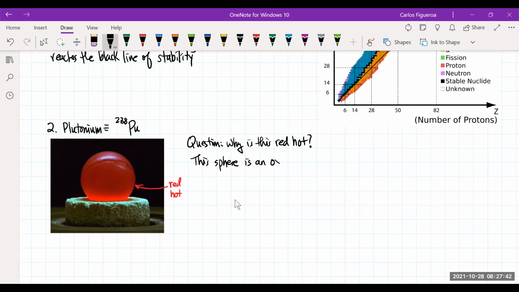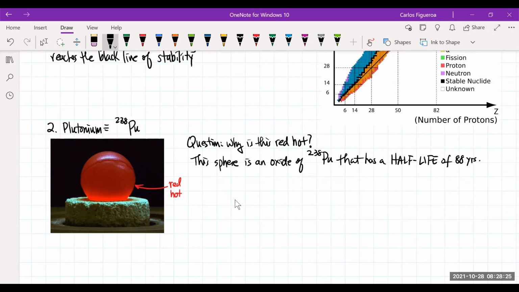is an oxide of 238 plutonium that has a half-life of 88 years. So what do I mean? So in radioactive decays, we typically don't measure lifetimes. We measure half-lives. We could measure lifetimes, but it turns out that that's harder.